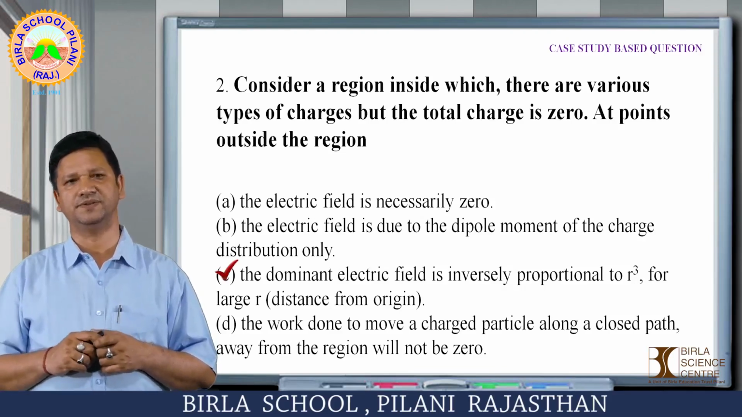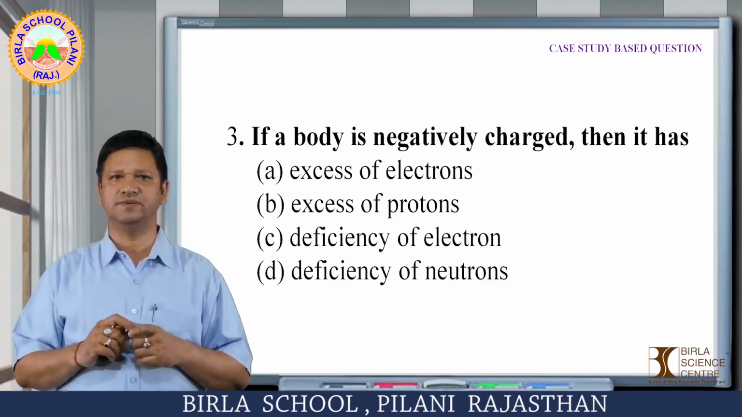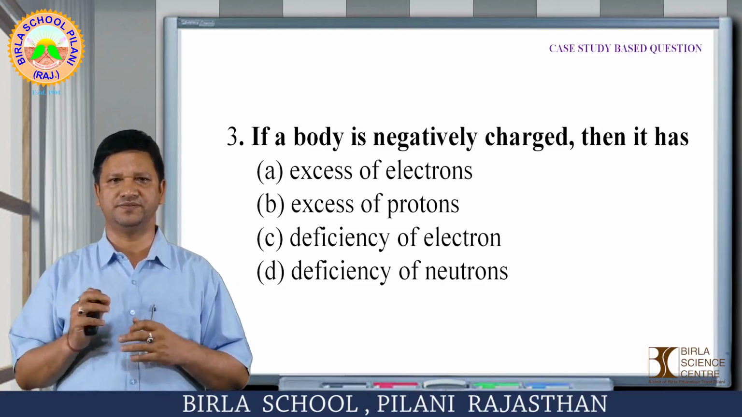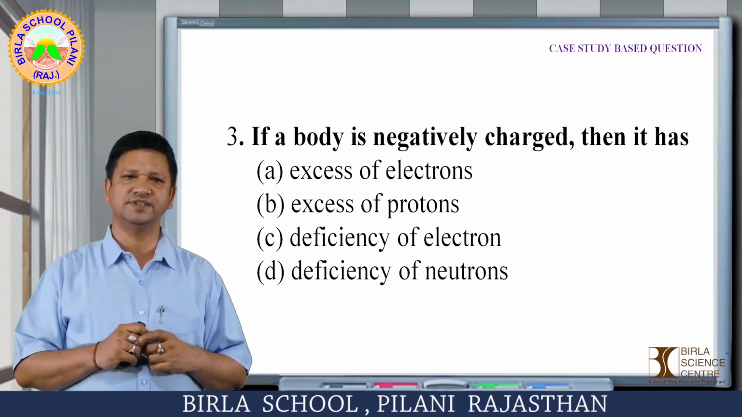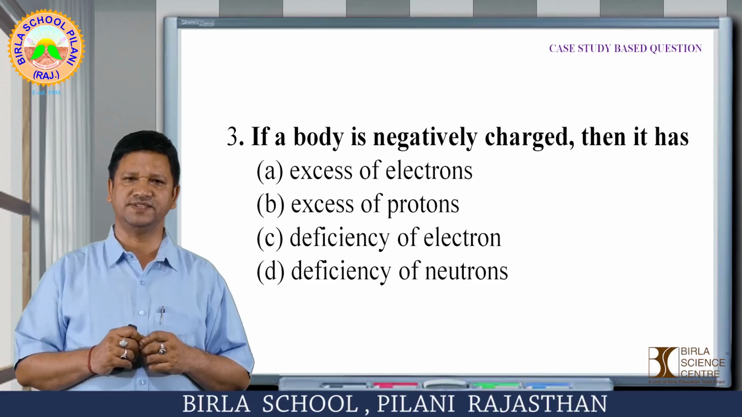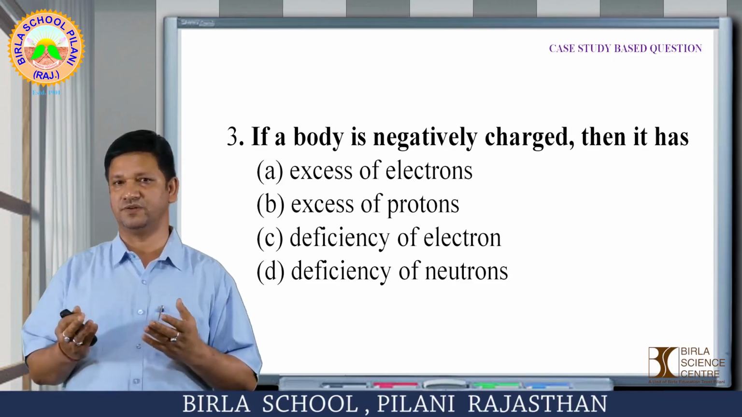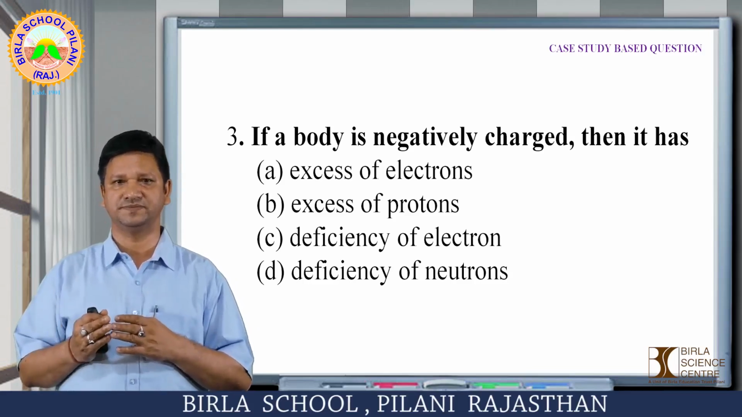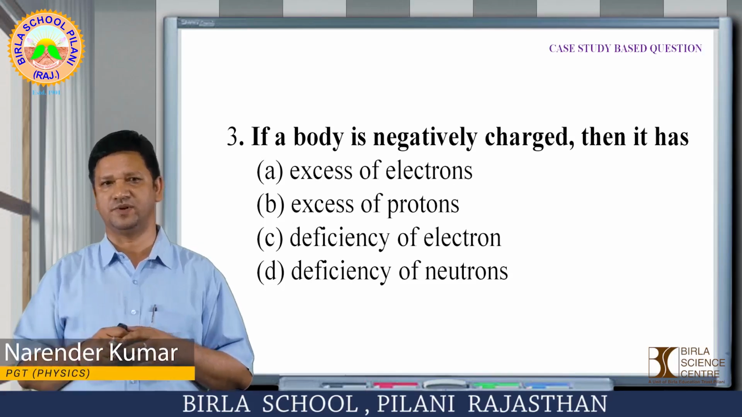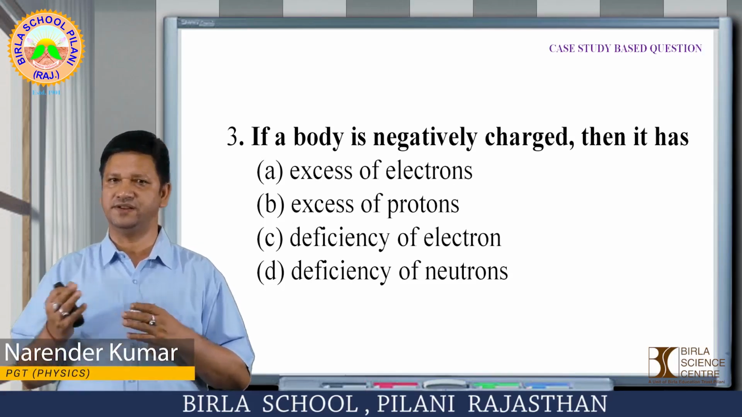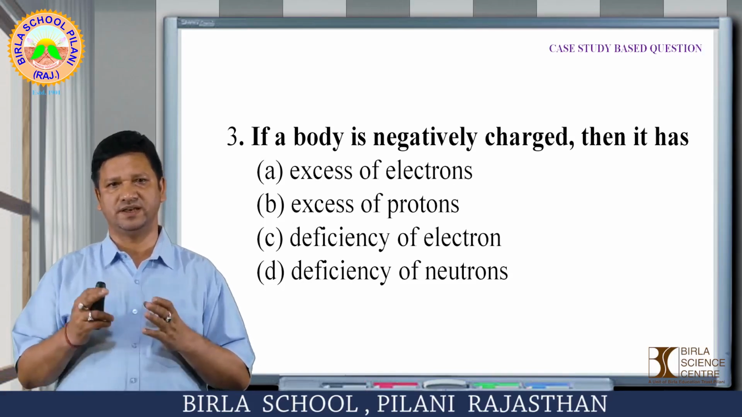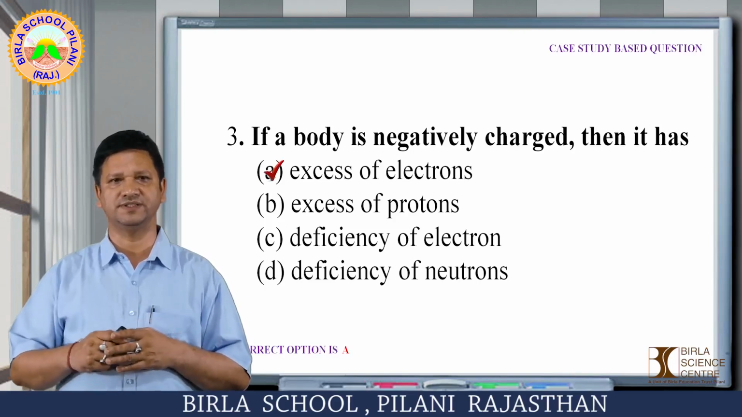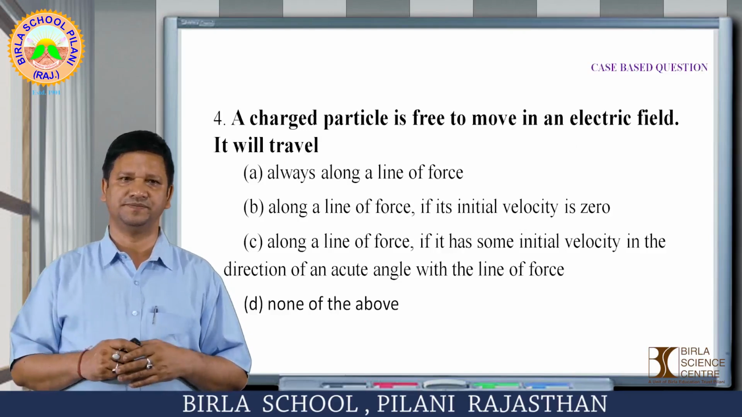Let us continue with the next problem. If a body is negatively charged, then it has excess number of electrons, excess number of protons, deficiency of electrons, or deficiency of neutrons. Obviously, a body that acquires a negative charge follows a fundamental concept. Excess of electrons is definitely the answer, because excess of protons indicates a deficiency of electrons. So excess of electrons indicates the body is negatively charged. So the correct option is A. Come to the next problem.